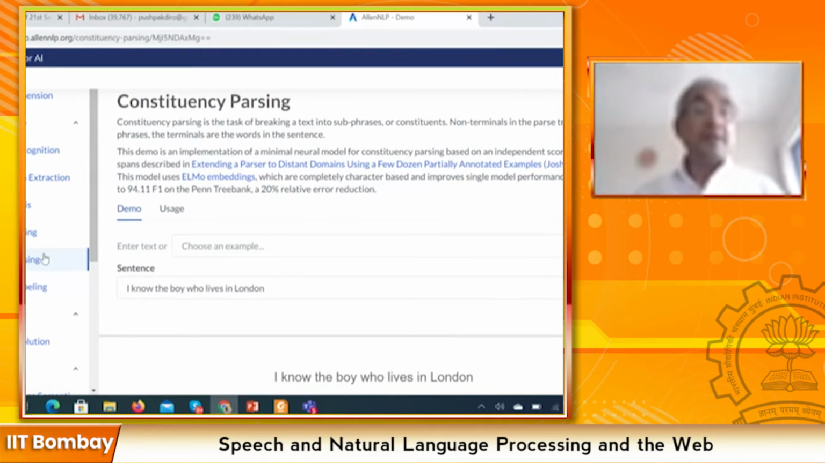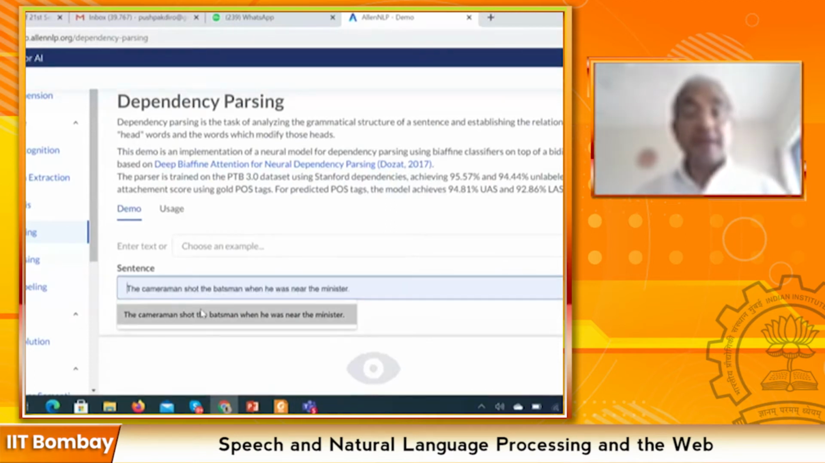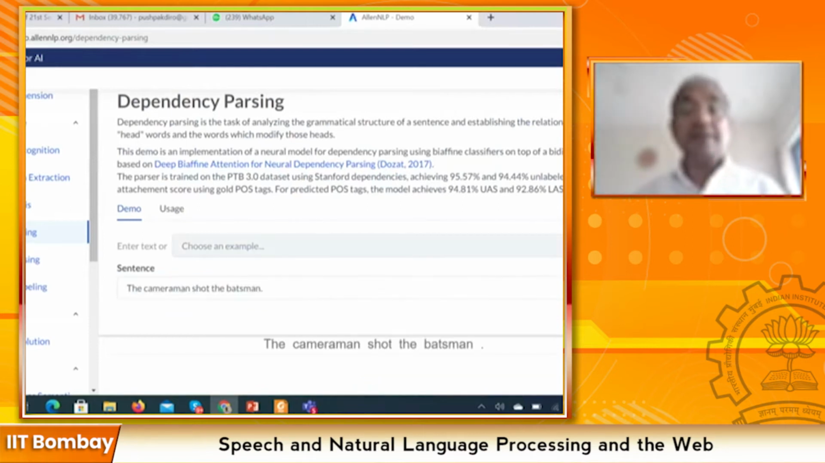So let me particularly take one tool, which is dependency parsing. I would like to introduce a different kind of parsing process now, which is not built in terms of phrases, but in terms of dependency between head and modifier. So let's take the dependency parsing and let me give the sentence. The cameraman shot the batsman. Not when he was near the minister. That we will do a little later. Now I press run. This sentence is being processed.